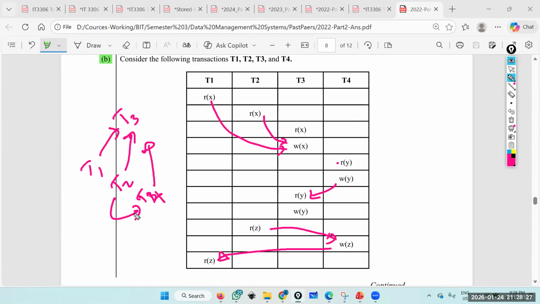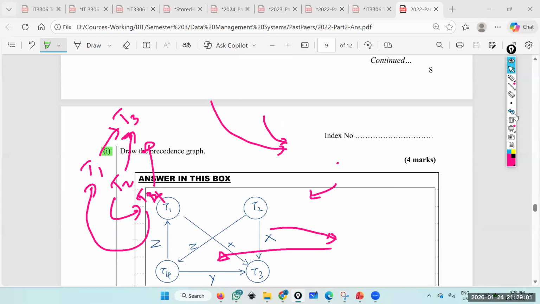T4 to T1. Do we have cycles? No. No cycles, right? Because there's no T1 to T2. Right? No cycles, right? No. Because this is also not a cycle, right? Because this is, yeah, no cycles. Okay. So this is my precedence graph. Right? No cycles.